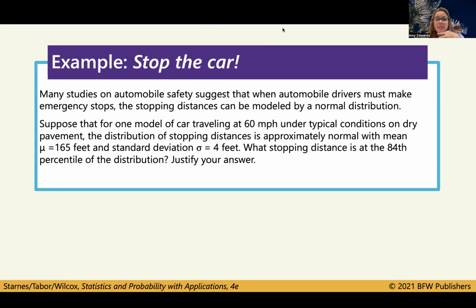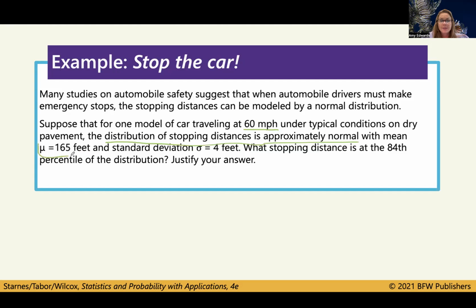Now, for many of the studies on automobile safety, this is going to suggest that automobile drivers must make emergency stops and that the stopping distances are modeled by a normal distribution. So we are going to talk about a car traveling at 60 miles per hour under typical conditions on dry pavement. Now here's the key. It says the distribution of stopping distances is approximately normal. Bells should be going off. I can use the empirical rule.